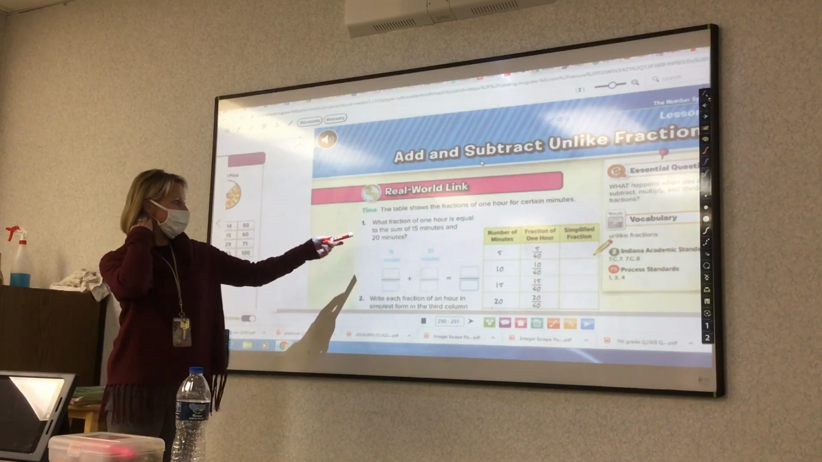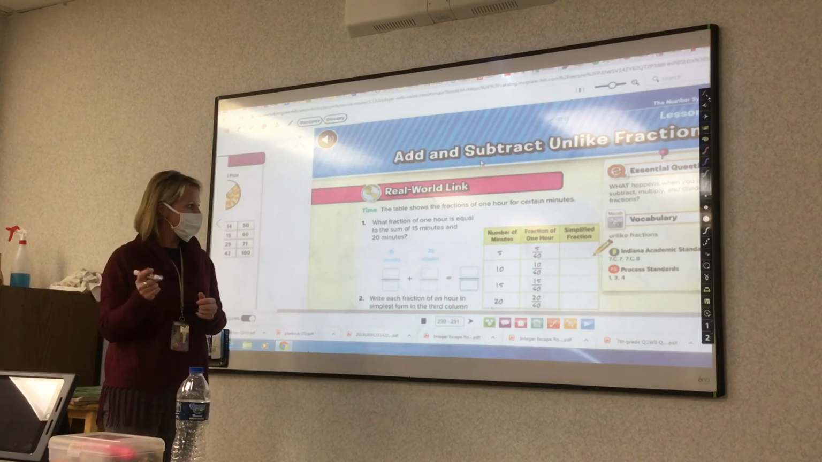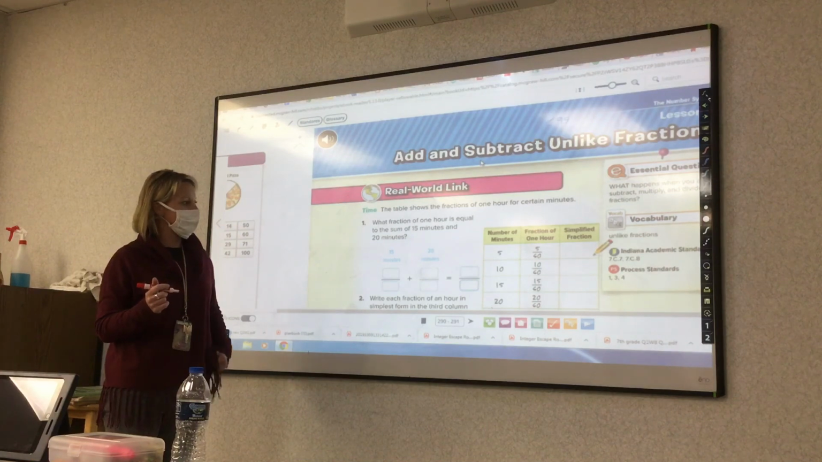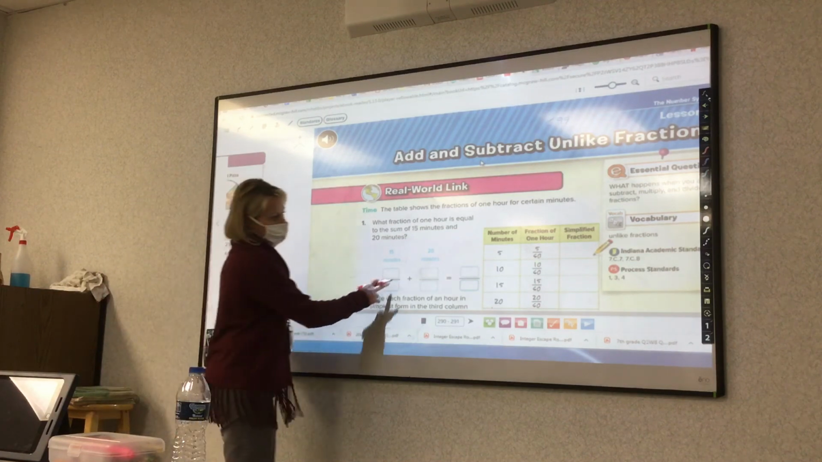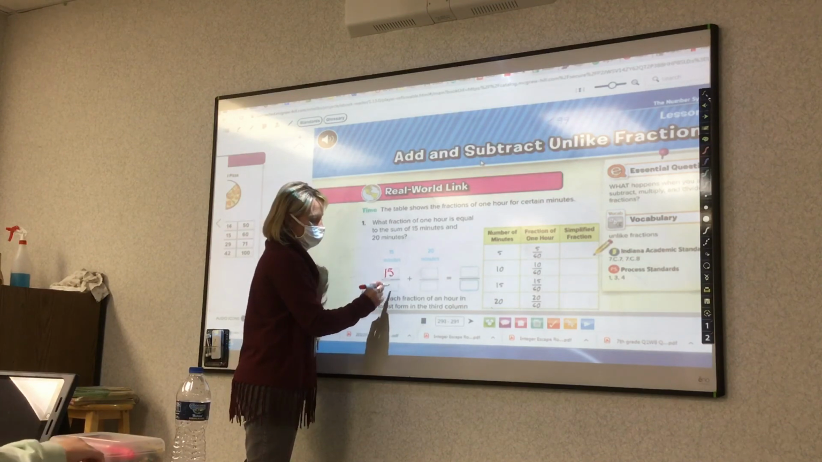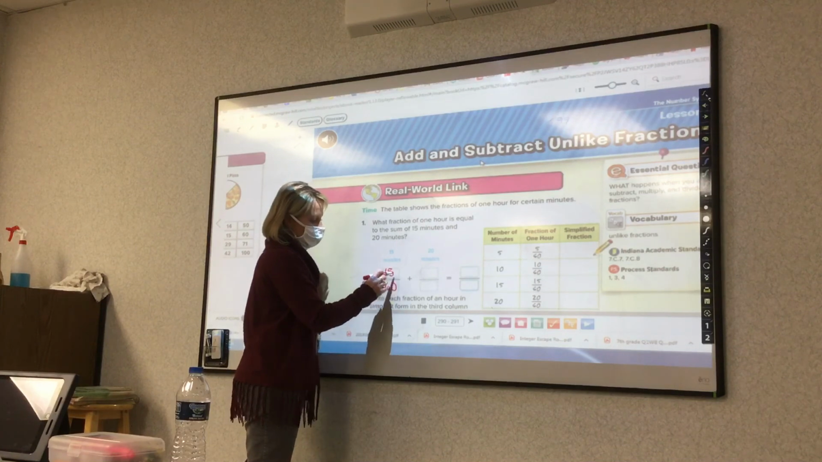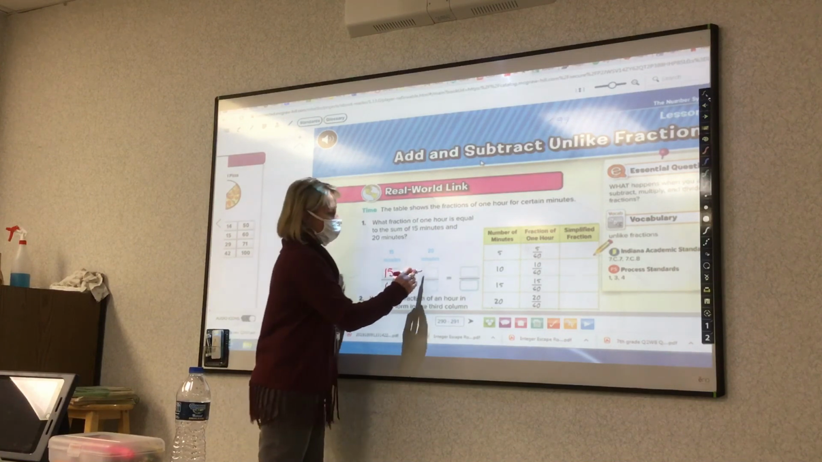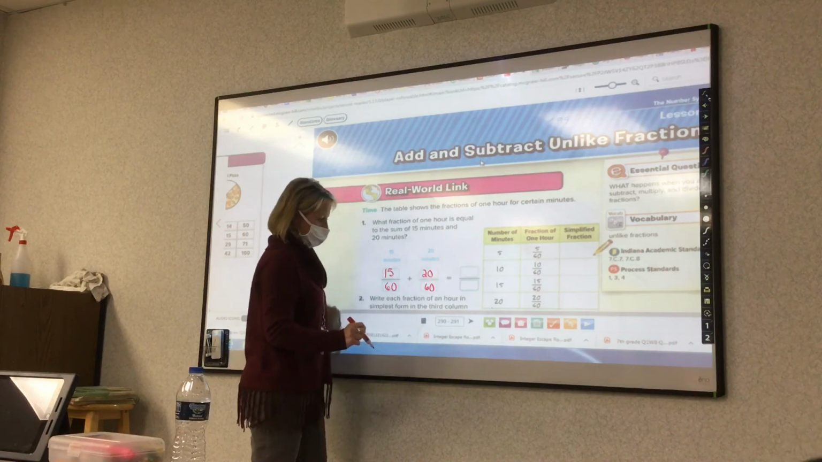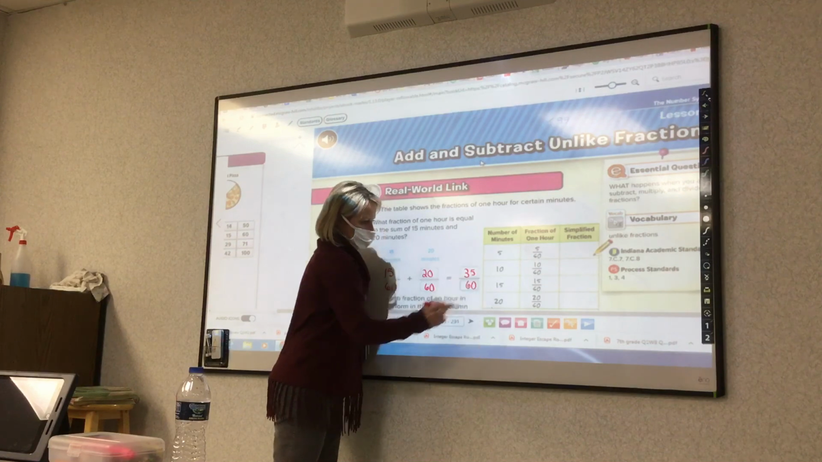So if it says the table shows the fractions of 1 hour for certain minutes, what fraction of 1 hour is equal to the sum of 15 minutes and 20 minutes? So I just have to write this as a fraction. I would write this as 15 out of, how many minutes are in an hour? 60. So 15 60ths. Plus 20 minutes would be 20 60ths. Then I add it up and I get 35 60ths.